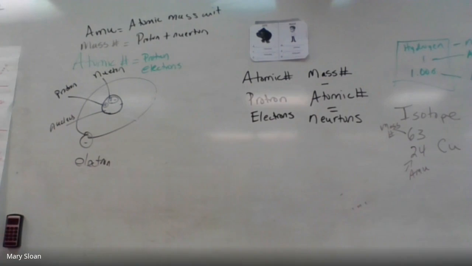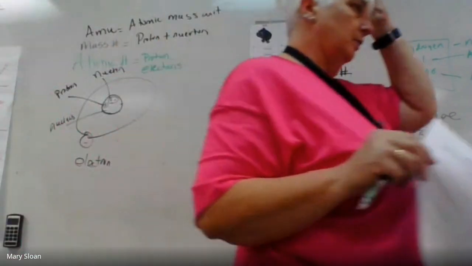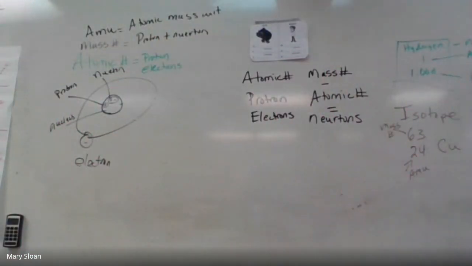I'll put it on the board and you can do it. Everybody good so far? So you're drawing the atom that's right there. You've got the nucleus. Inside the nucleus, you have your protons and your neutrons. Outside of the nucleus, you have the electrons on orbitals. Everybody good?